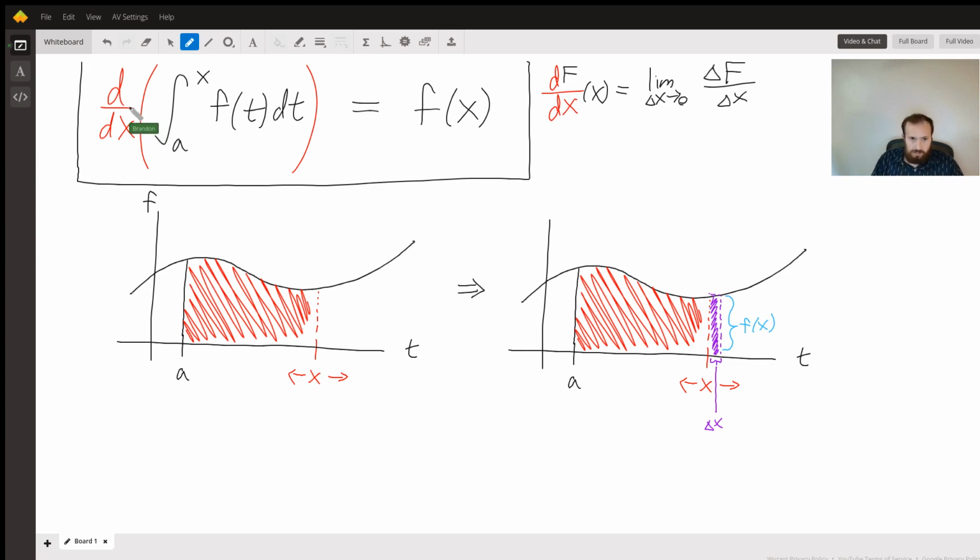Basically, it says that if you have what's called an accumulation function, and we'll talk about that in a second as well, which really is an integral where the lower bound is a constant, so a is a constant, and x is a variable that increases as the input to the function, and then you take the derivative of it with respect to the input, you just get the function evaluated at the upper bound, or f of x, as the answer.